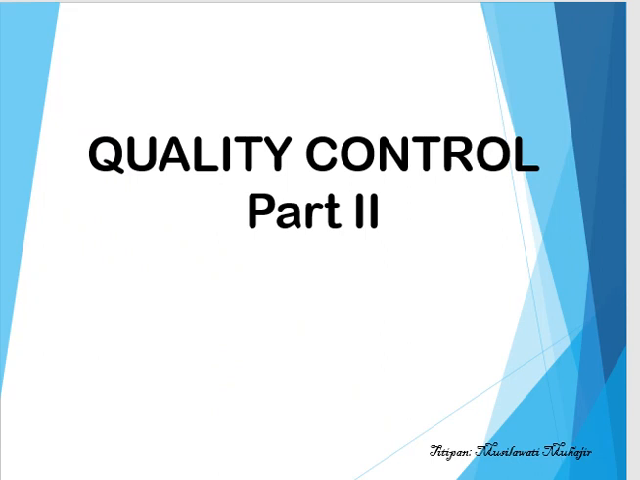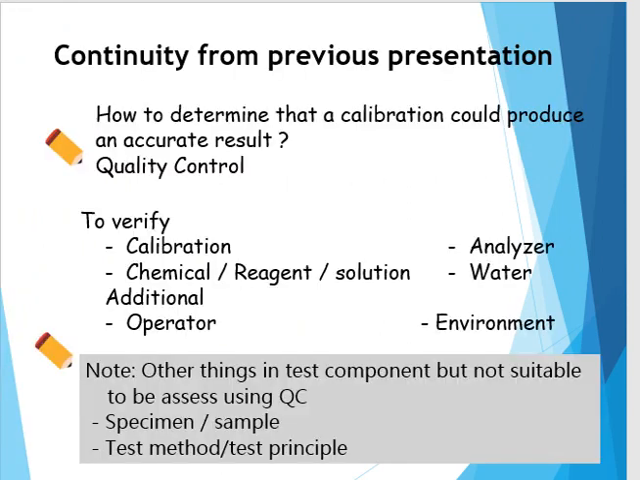Okay, now I'm going to present to you quality control part 2. From the previous presentation, I have explained the importance of calibration to set up a test system to obtain the required reading. However, how to determine that the calibration is giving the correct result? It is by using quality control.